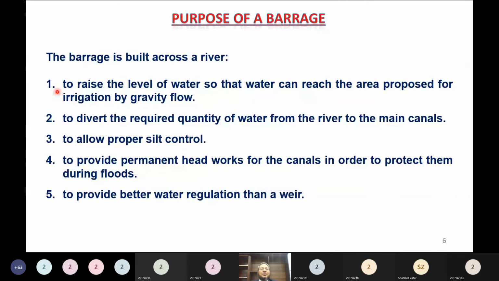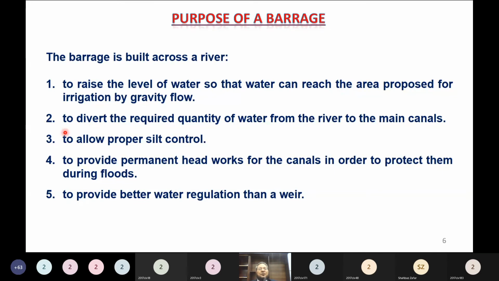Now, what is the purpose of barrage? We know that the first purpose of barrage is to raise the water level in the river so that it can reach the proposed irrigation area. So we must raise it up to a certain level. We have to fix a certain pond level of the barrage. So on what basis do we fix the pond level? It depends on how much area we want to irrigate, so how much command or head we need.